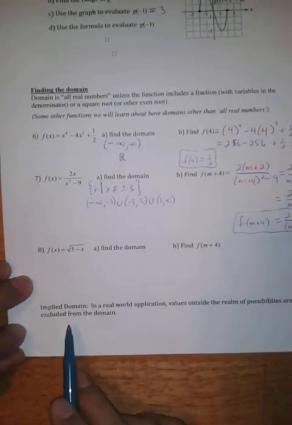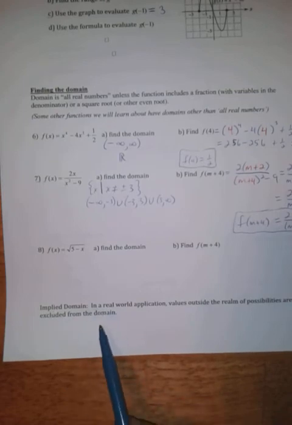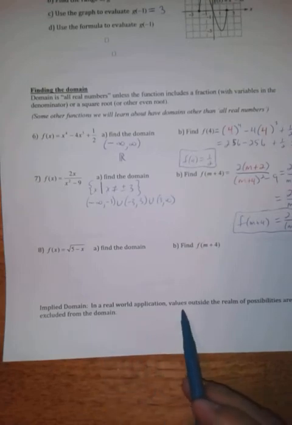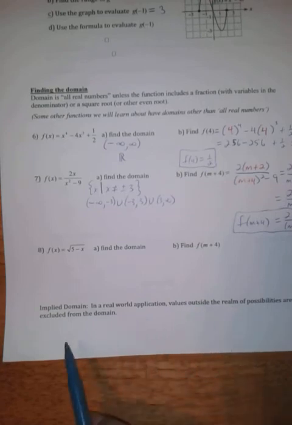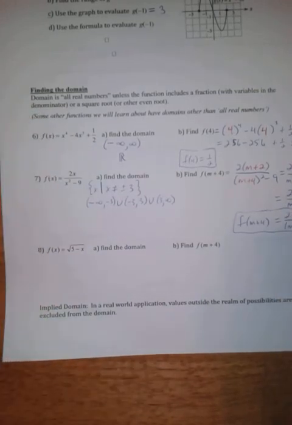I do want to tell you one other thing that's in this section, and that's there are some homework problems that ask you about implied domain, or use that phrase. And what that refers to is in real world applications, which you guys might call word problems, values outside the realm of possibilities are excluded from the domain. And so what might those be? Well, like time less than 0, right? Doesn't happen. The length or the height of a table, for example, or the paper here, less than 0, negative lengths can't happen.